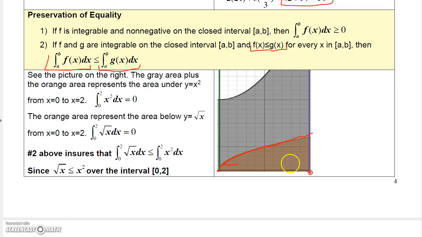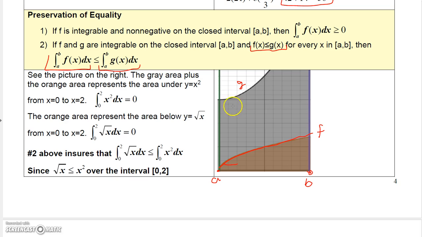Well, this makes sense because if you think about it, we'll say this is f, and we'll say this function up here is g. Notice if you go from a to b, whatever a and b are, f is always smaller than this g function. Well, if that's true, then when you integrate the f function from a to b, it must always be smaller than or equal to the integral of the g function.